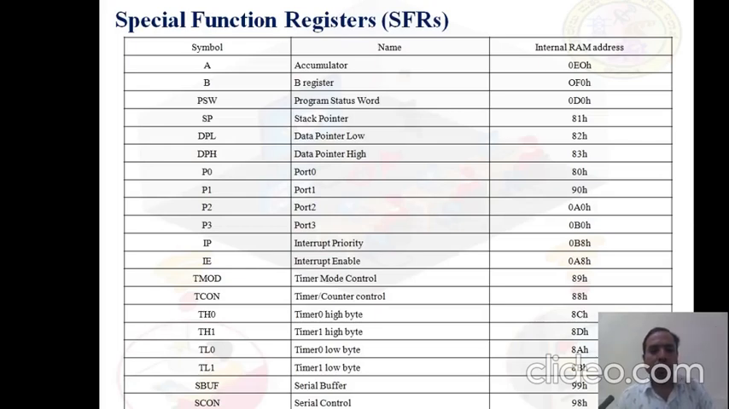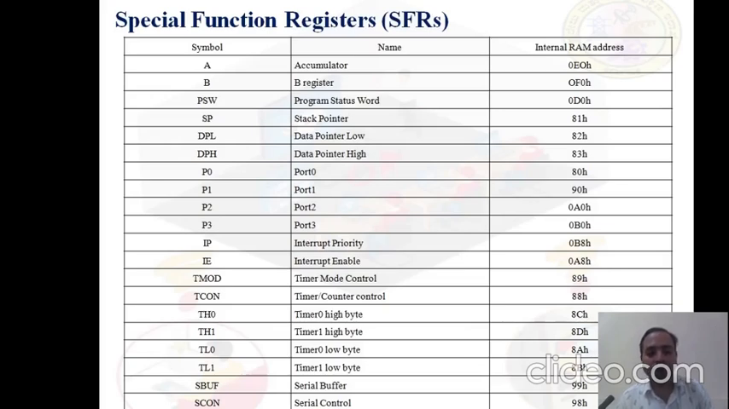Students, now we will see which SFRs are present in the microcontroller, and their names and addresses. The very first SFR is register A. We call that the accumulator, whose address is 0E0H. Then we have register B, whose address is 0F0H. Then we have PSW, program status word, whose address is 0D0H. Then we have the stack pointer. Then we have DPL and DPH, 8-bit registers which form the DPTR.